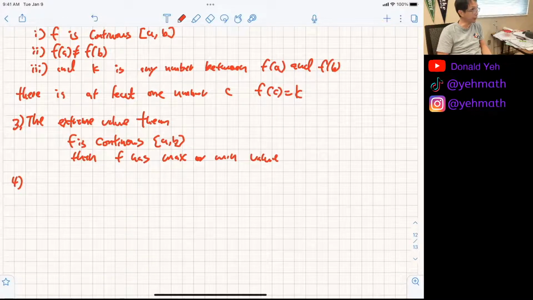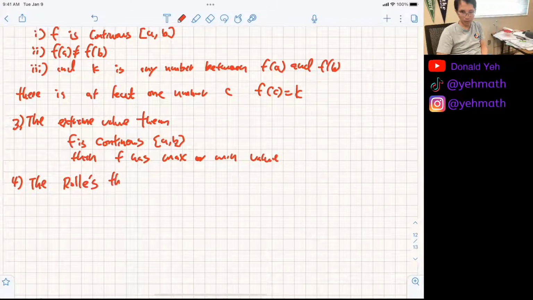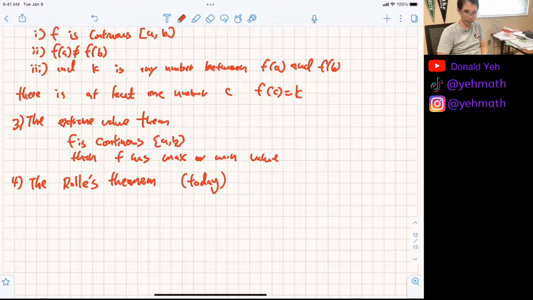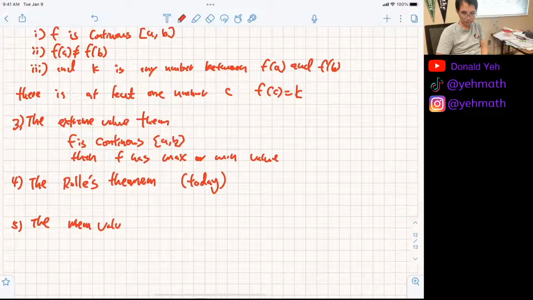4, which we're going to cover today, is Rolle's theorem. I'm just going to skip that for now, and we're going to come back and cover it. 5. There's the mean value theorem, which we're also going to cover today, but we're going to do homework tomorrow.